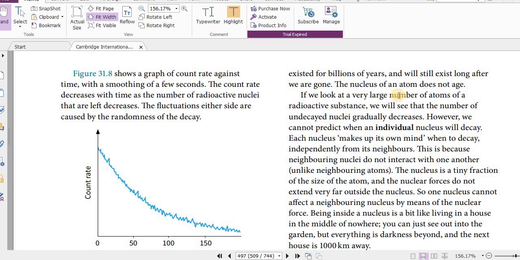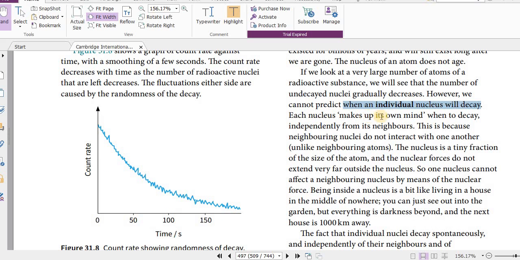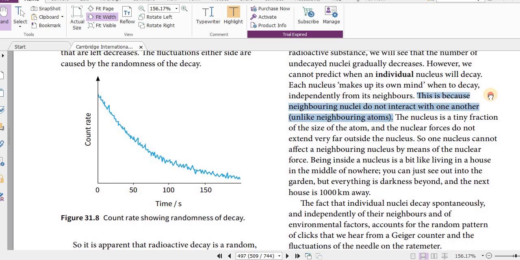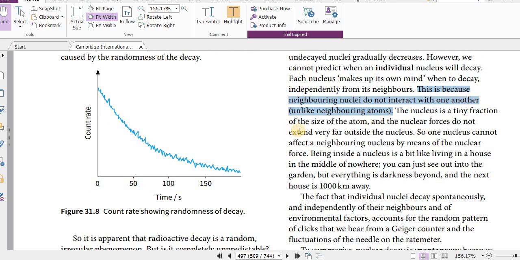If we look at a very large number of atoms of a radioactive substance, we will see that the number of undecayed nuclei gradually decreases. However, we cannot predict when an individual nucleus will decay. So again the same thing. Each nucleus makes up its own mind when to decay, independently from its neighbors. This is because neighboring nuclei do not interact with one another, unlike neighboring atoms. So here is another point. So we don't know which nucleus will decay because neighboring nuclei do not interact with one another, unlike neighboring atoms.